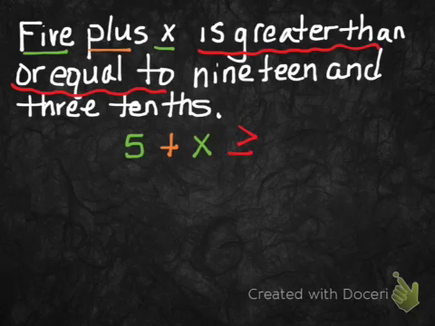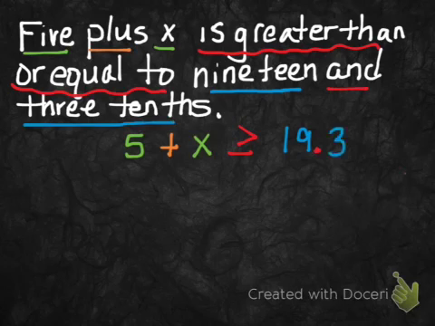Okay? And then what comes after that? Well, another number. What is that number? 19. But then it says and. What symbol represents and? It is the decimal point. And then 3/10. So there is our actual problem. 5 plus x is greater than or equal to 19.3. Okay? And we want to solve this problem. So what do you think our first step is?